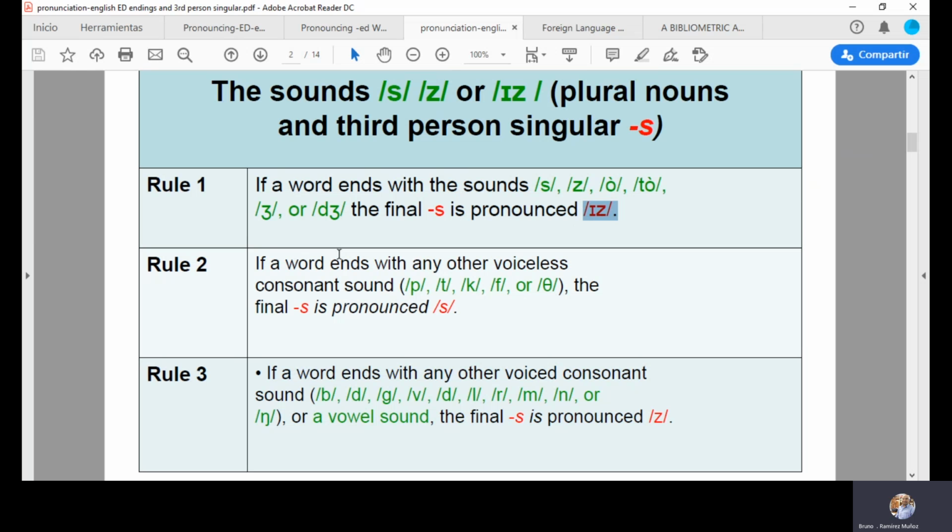If a word ends in a sibilant, in a sound like s, z, sh, ch, j, the final s is pronounced is. For example, think about the word watch. Watch ends in ch. So when you're talking about a third person, you can say my mother watches TV programs at night.